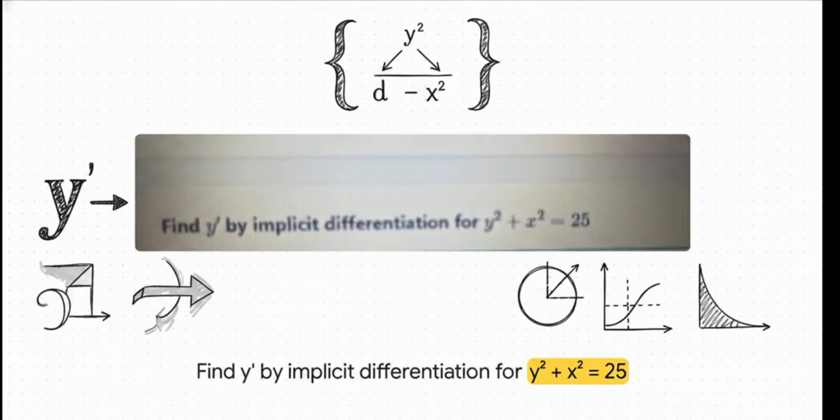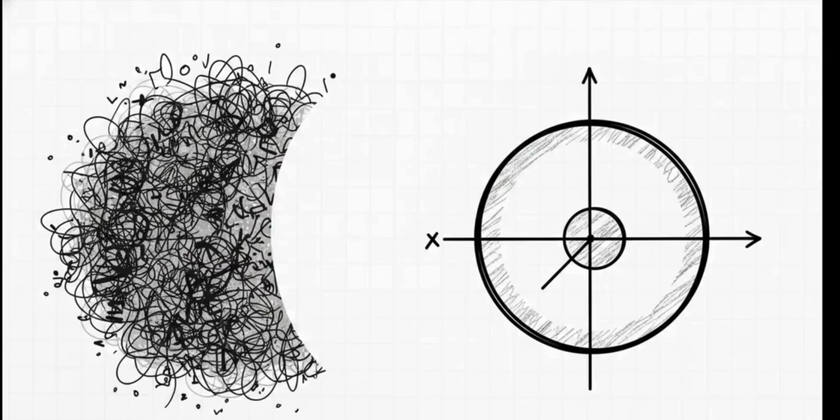Okay, so here's our challenge for today. We need to find y prime, the derivative of y with respect to x for this equation right here. y squared plus x squared equals 25. Now, before your brain gets tied in a knot looking at that, let's just take a step back and remember what this actually is, right? This isn't some abstract monster of an equation. It's just a circle, a simple circle, centered right at the origin with a radius of 5. We can actually picture this thing.